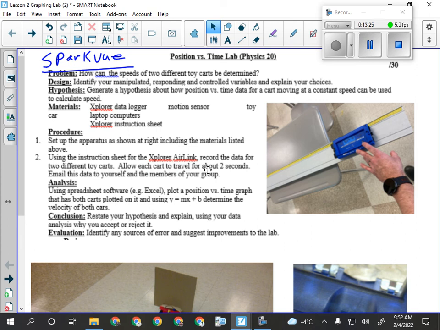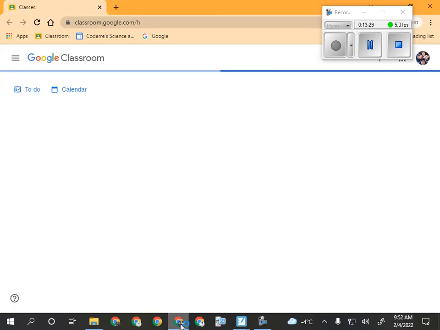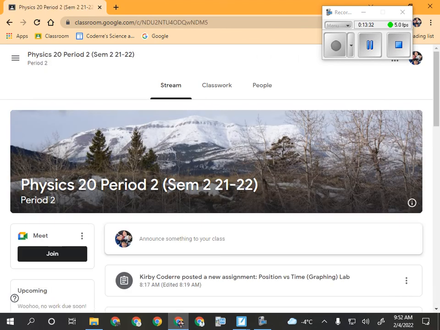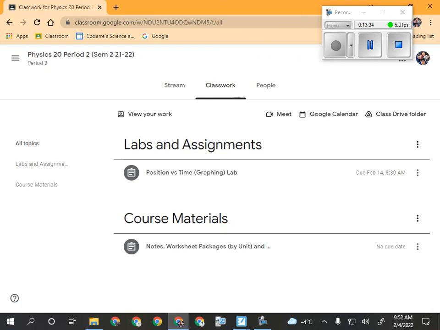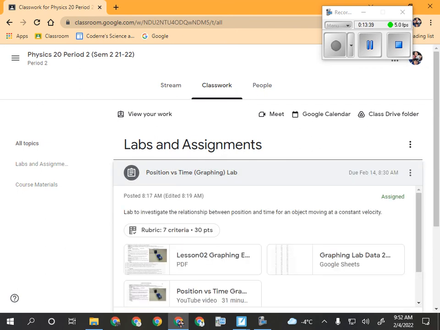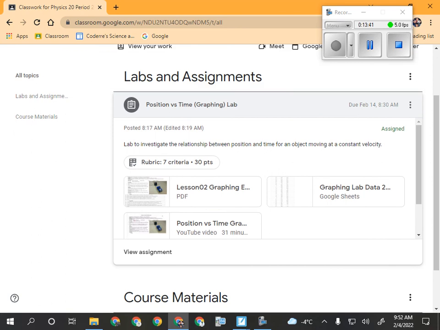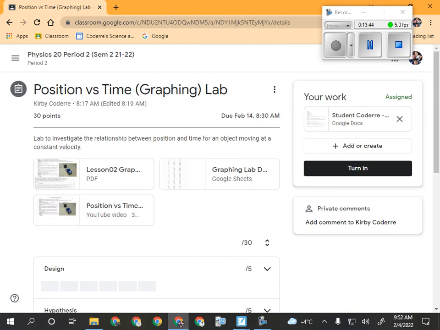In your version of this, it's already in the classwork tab because I posted it this morning. You'll see position versus time graphing lab in here. If you click on that, you'll see a bunch of different files. I'm just going to open the whole assignment here. So there's a PDF, which is basically what I'm working off of on the smartboard here. There's a YouTube video, which is my explanation of the lab and basically all the stuff I'm going to do right now and again on Monday morning. And then the data.